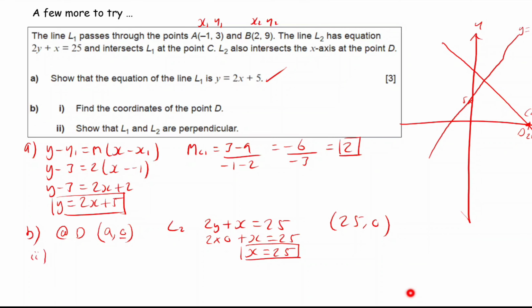Now for part 2, we need to show that the lines L1 and L2 are perpendicular. Now there's a few ways of doing this. We know the gradient of L1 was 2. We need to just show that the gradient of L2 is therefore the negative reciprocal of this, which is minus half.